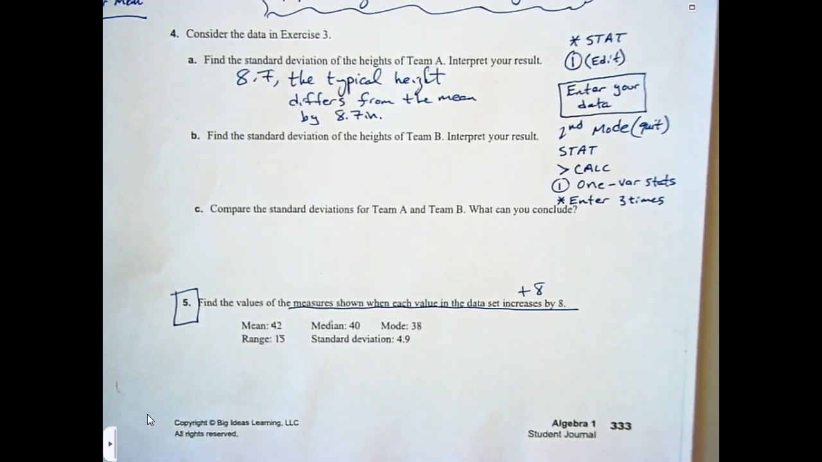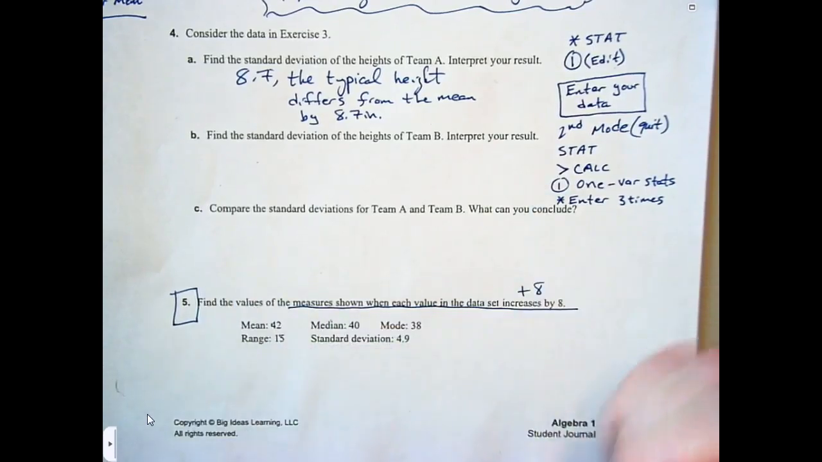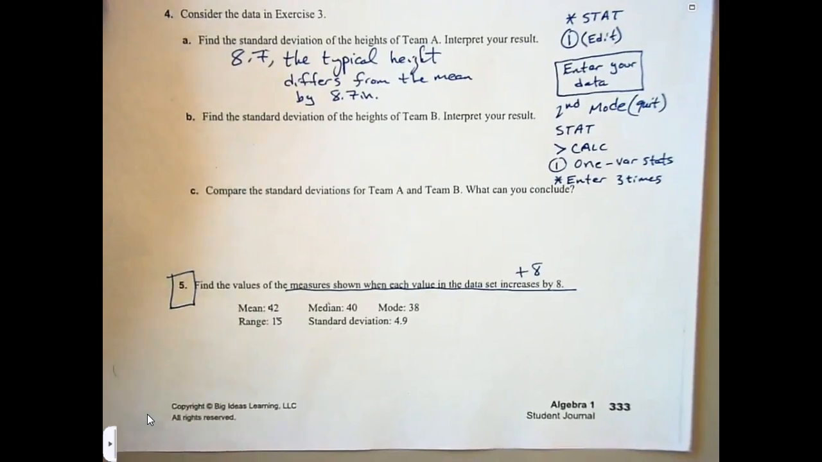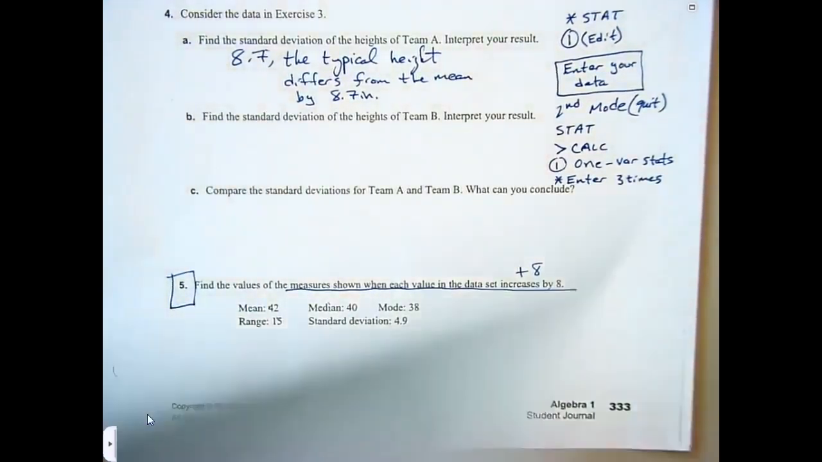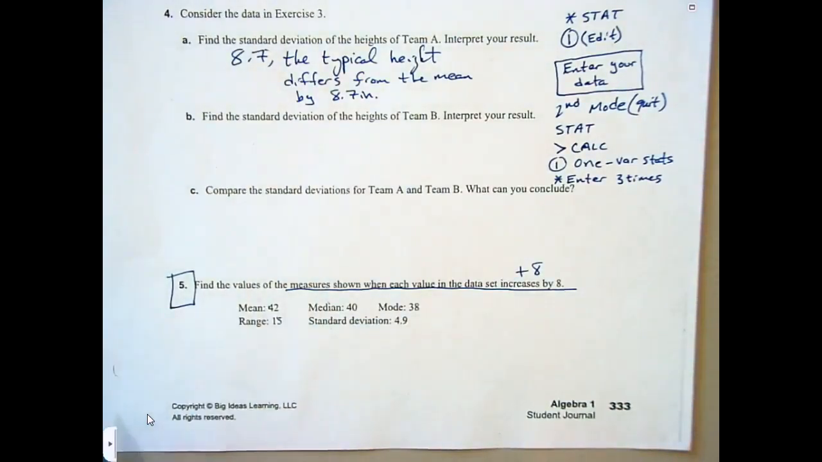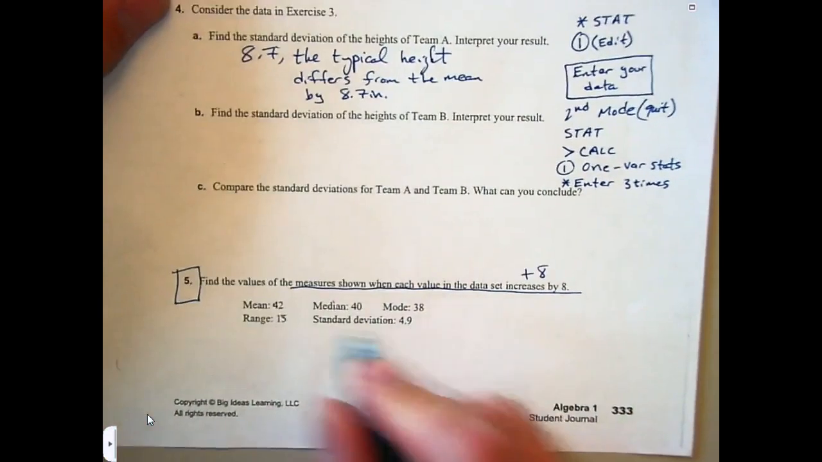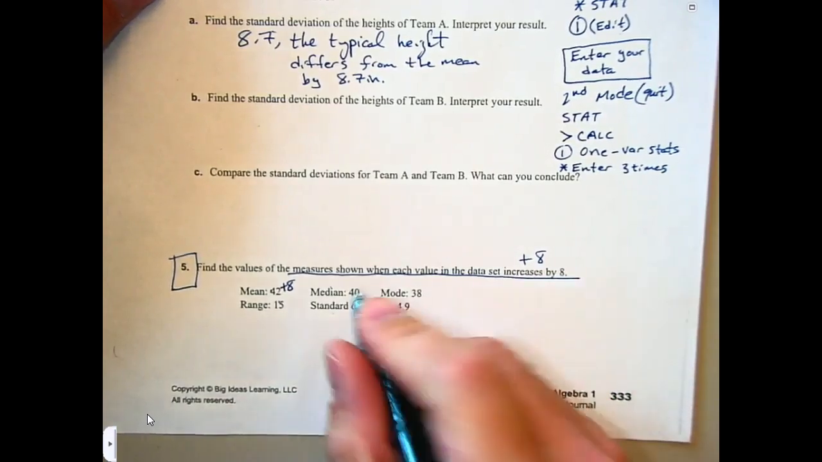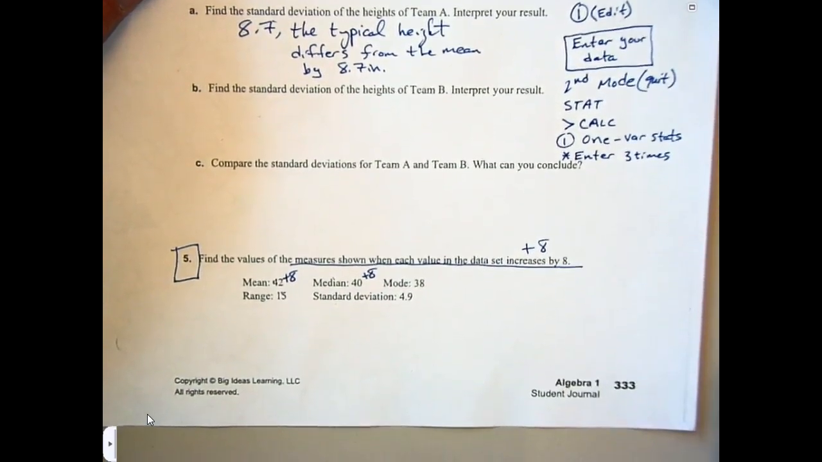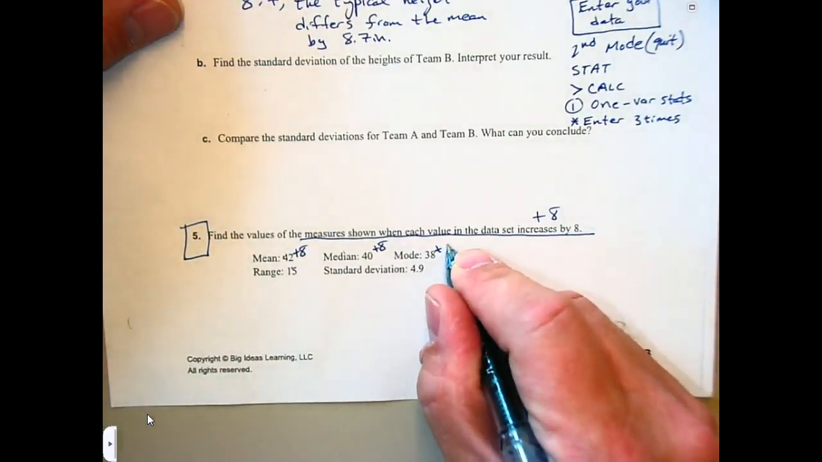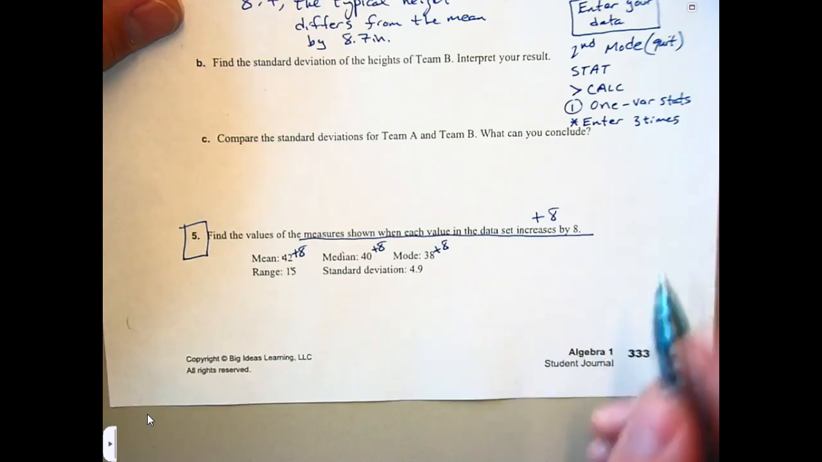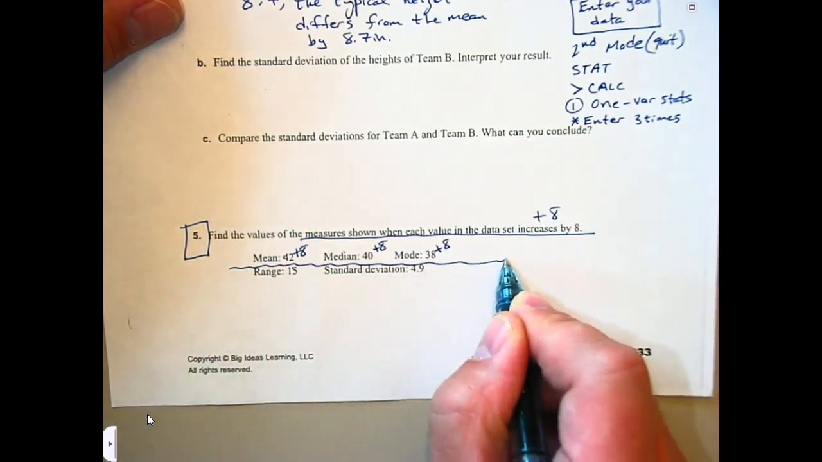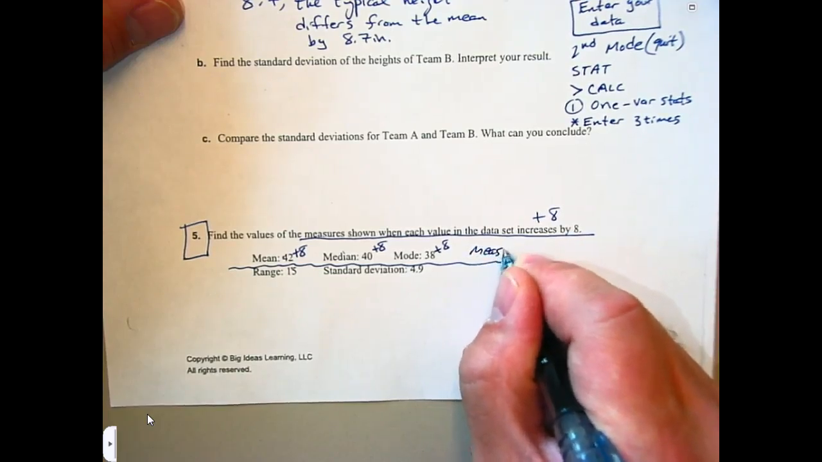Hey, when we add numbers to our set of data, does the mean change? Yes. When we're adding to the values, the mean increases by 8. Does the median change? Yes, the median changes. It increases by 8. Does the mode change? Yes, the mode changes. The mode increases by 8. All measures of center increase by 8. These are your measures of center. Remember, when we're adding, everything increases by the amount you're adding for the measure of center.